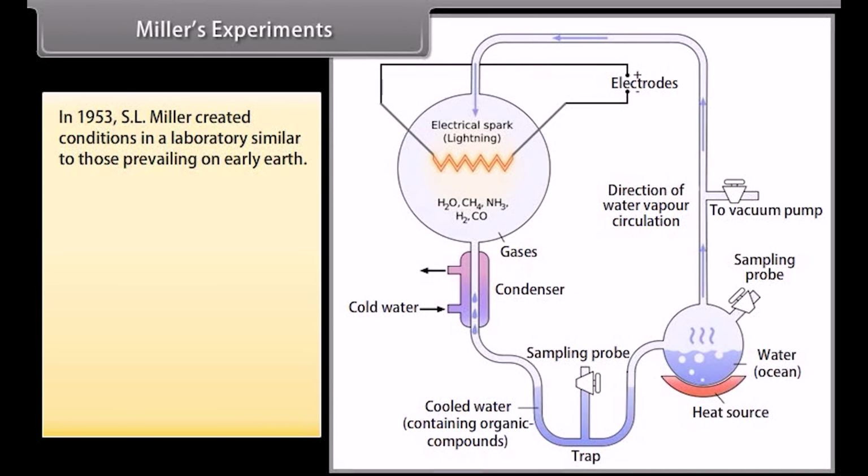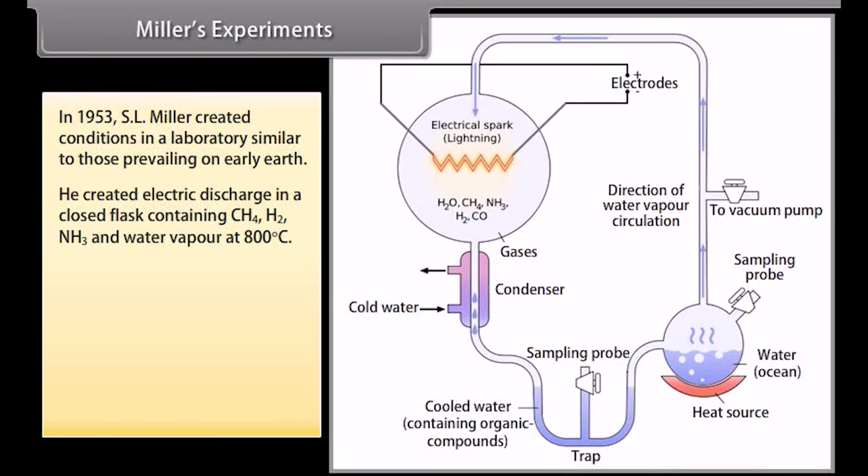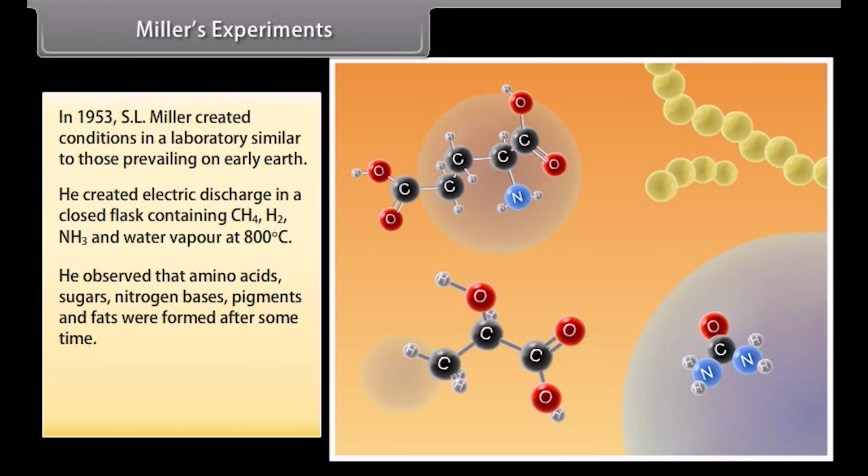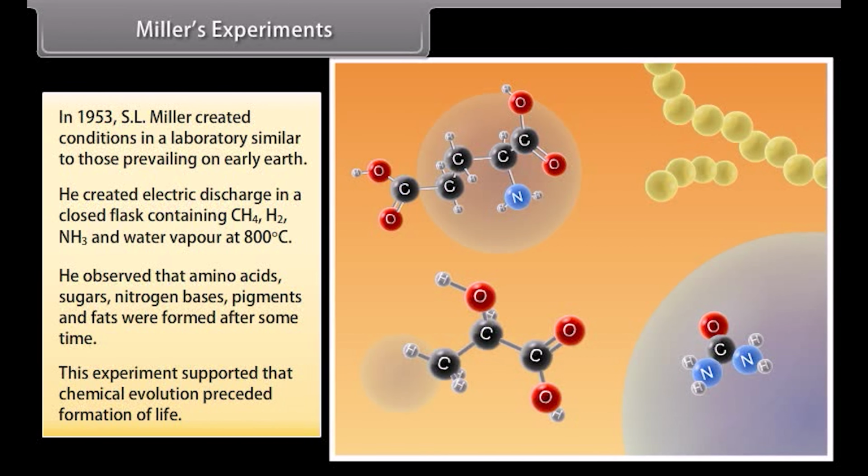In 1953, S.L. Miller created conditions in a laboratory similar to those prevailing on early Earth. He created electric discharge in a closed flask containing CH4, H2, NH3 and water vapor at 800 degrees Celsius. He observed that amino acids, sugars, nitrogen bases, pigments and fats were formed after some time. This experiment supported that chemical evolution preceded formation of life.